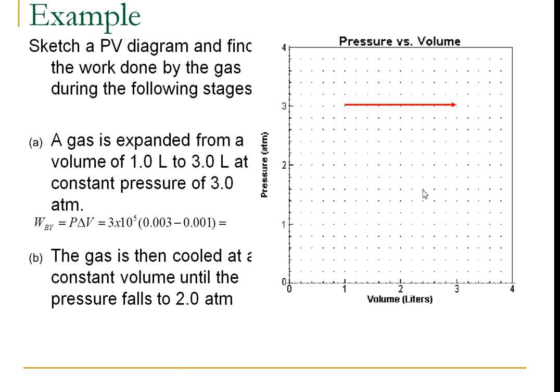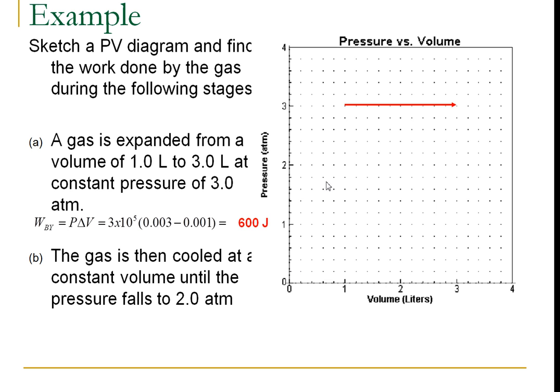Now, the work done by is P delta V, so it's 3 atmospheres, and I'm going to convert that to pascals. 3 times 10 to the 5th pascals. Final minus initial gives me a work done by the gas of 600 joules.